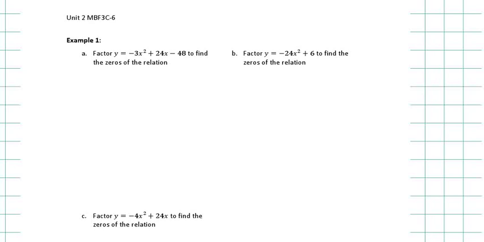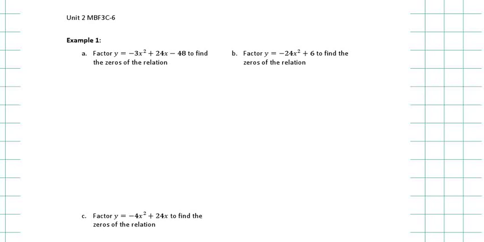So it's asking you to factor, then find the zeros. Okay? So always the first process is factoring. What's always the first thing that we think about when we're factoring? Greatest common factor. Do I have one? Yes. What is it?